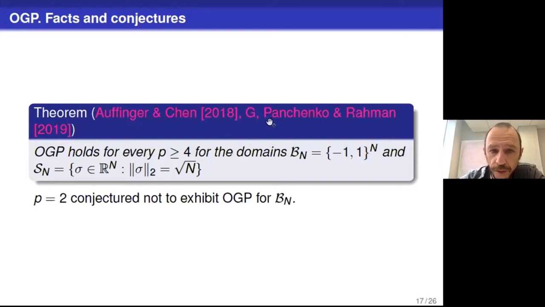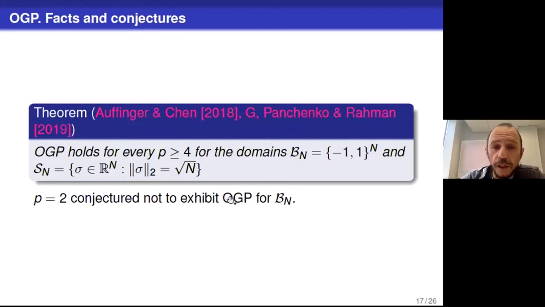We've showed that in our paper, which was with Panchenko, Mustazi Rahman, and Weiko Chen. I apologize, I've missed another co-author here. My apologies to Weiko. Right, so when p is at least 4 and even, the OGP provably holds.